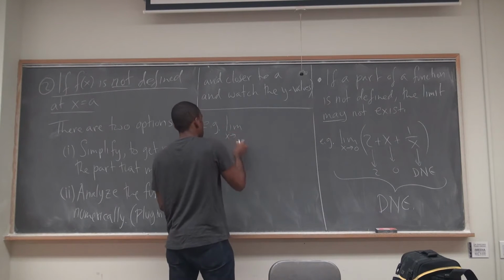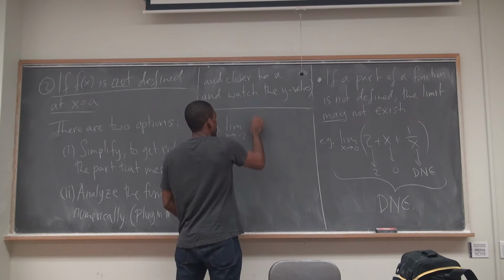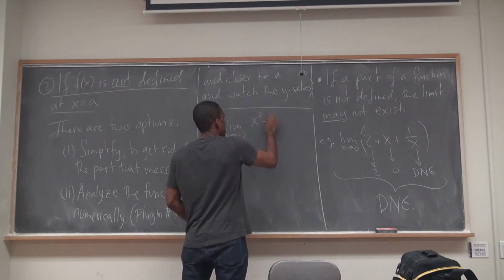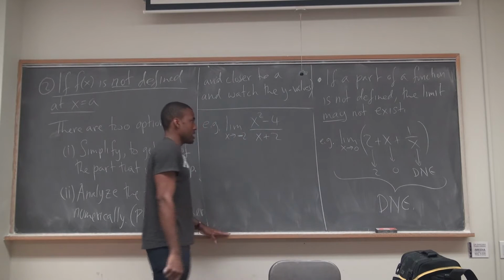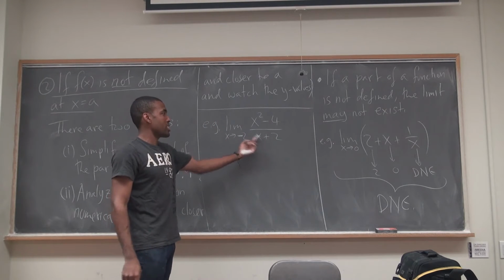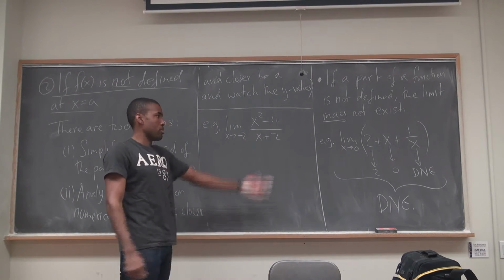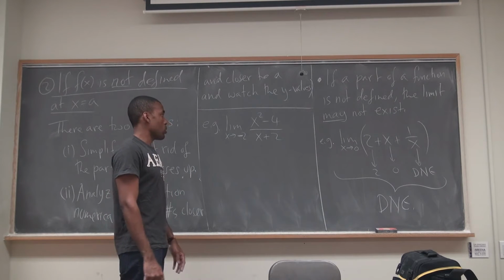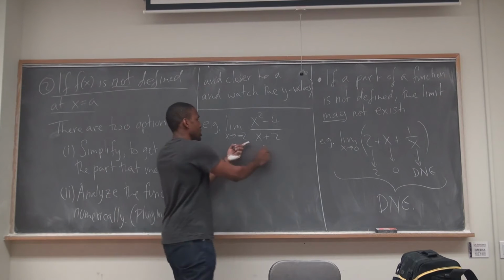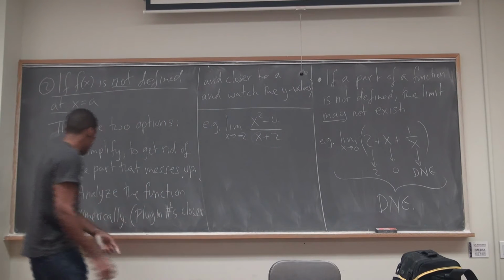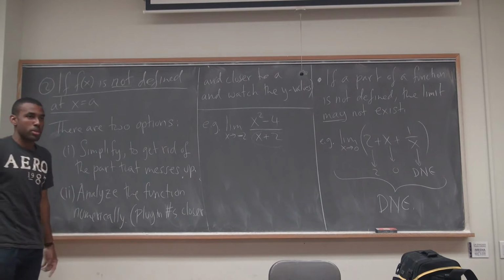Well, let's analyze an example that we've seen before. The limit as x approaches minus 2 of x squared minus 4 over x plus 2. Now here's an example. If I'm taking a limit of something where the function is not defined at the point, because if I plug in minus 2, I divide by 0. So what we do is we see what the problem is. It's the denominator, right? So what I'm going to do is I'm going to try to simplify to get rid of the part that messes up.